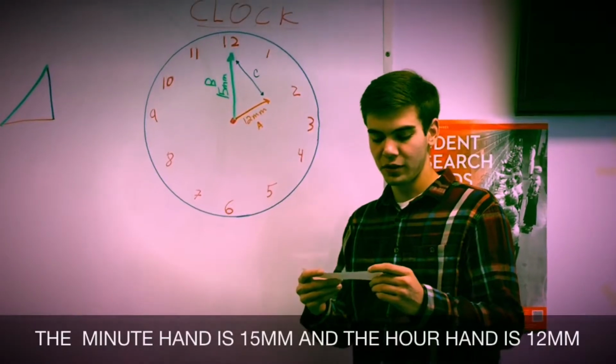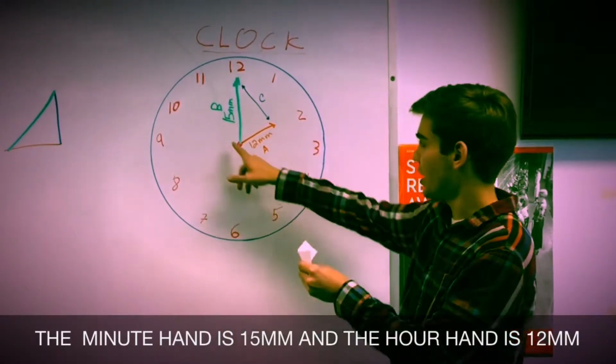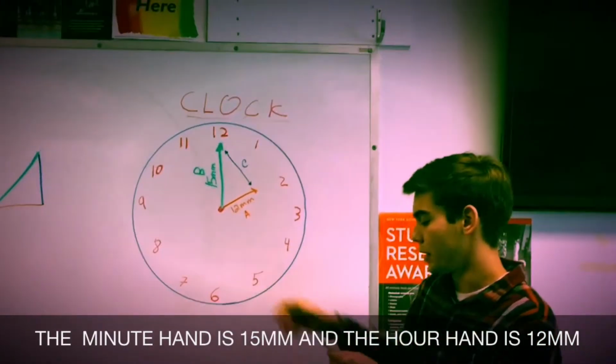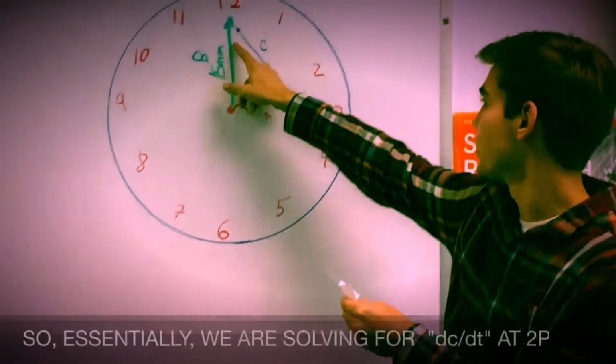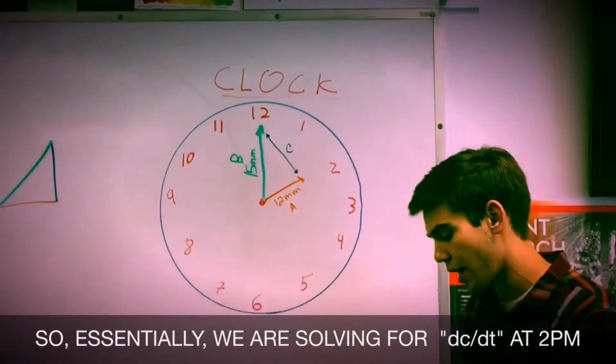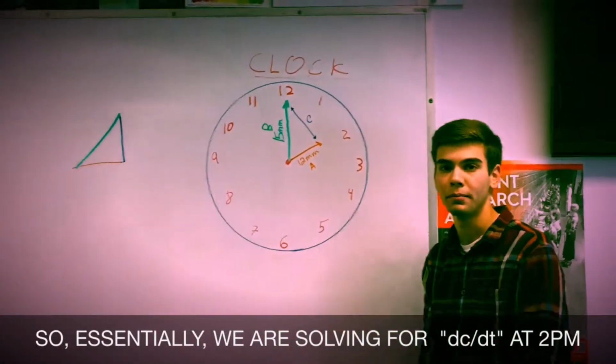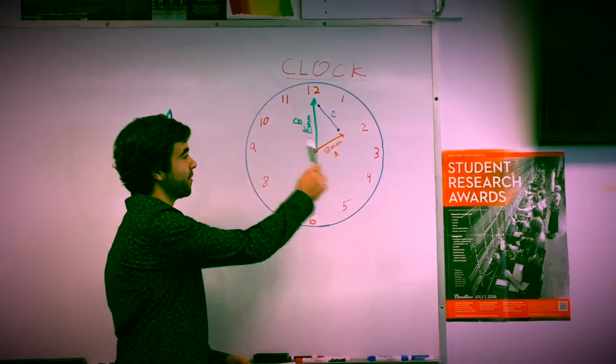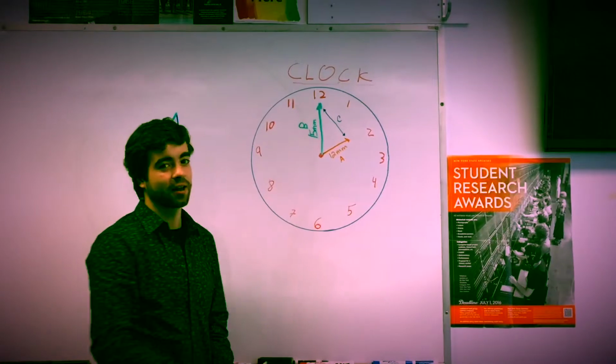Our assignment was to assume that the minute hand of the clock is 15 millimeters long and the hour hand is 12 millimeters. We had to determine how quickly the distance between the two is changing as the time is 2 p.m.